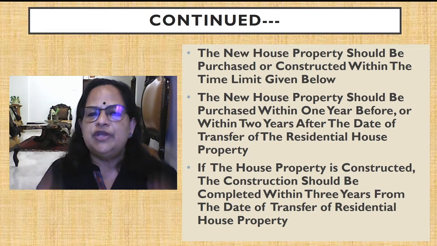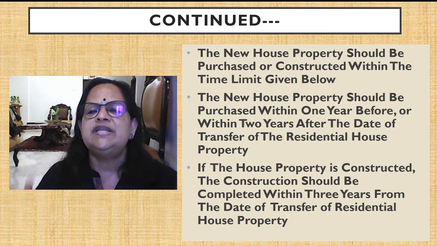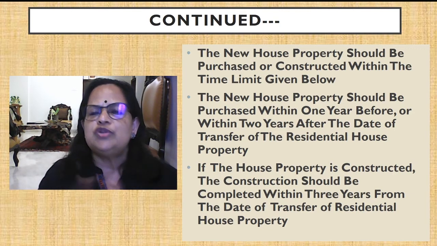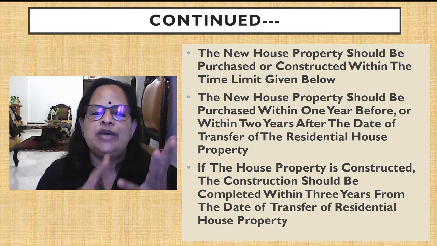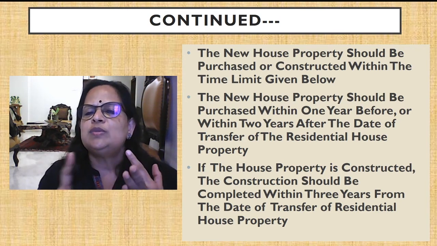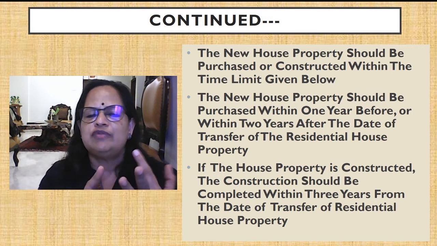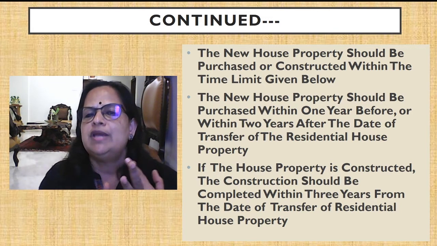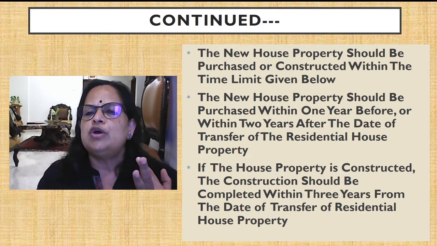So now continuing with the provisions, the new house property should be purchased or constructed within the time limit given below. I want to tell you this time limit as 1, 2 and 3. So this point you have to remember. For many sections, this time limit is important: 1, 2 and 3 for section 54. I'll tell you what is 1. The new house property should be purchased within 1 year before.